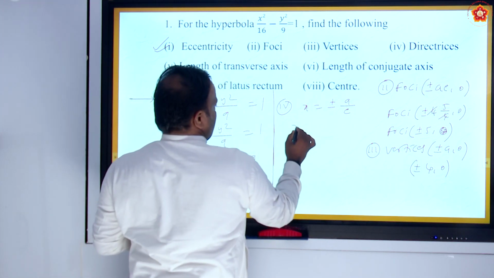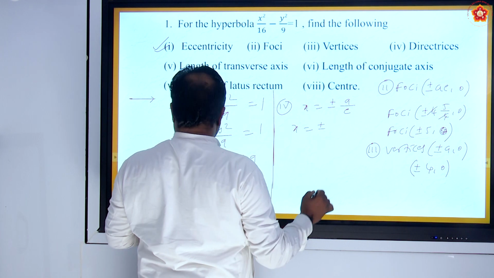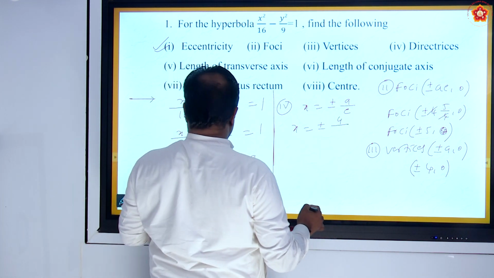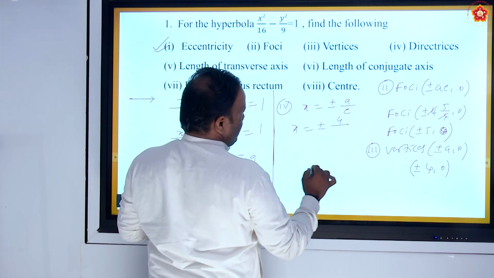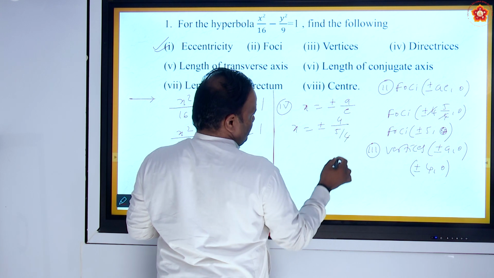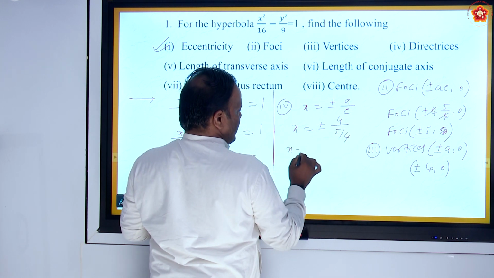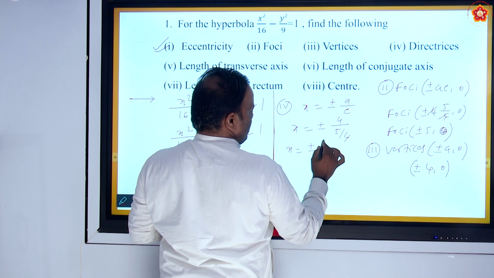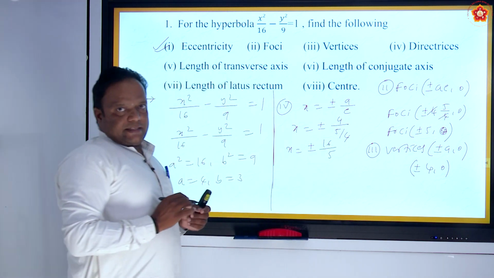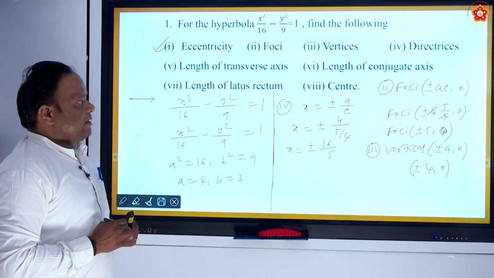So x is equal to plus or minus a by e, where e is the eccentricity. Eccentricity is 5 by 4. So a by e, the 4 is the numerator, becomes plus or minus 4 fours are 16 by 5. This is the equation of the directrices, plus or minus 16 by 5.